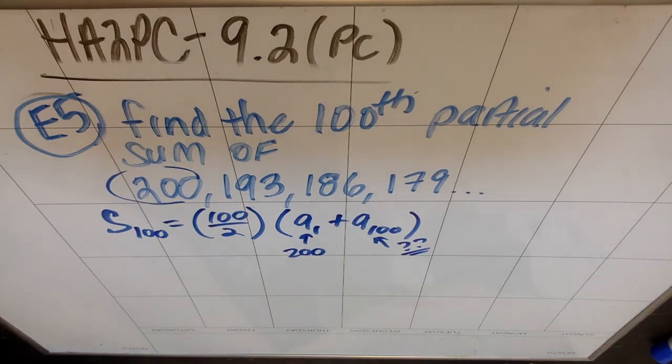I'm not expressly asked, they don't explicitly say, find the 100th term of this, but you can't really do this sum easily without finding the 100th term. So knowing that, we're going to find A sub 100 first.